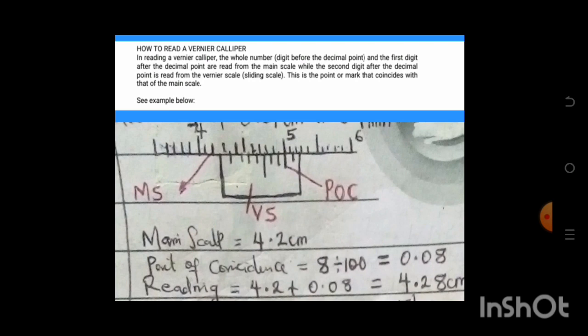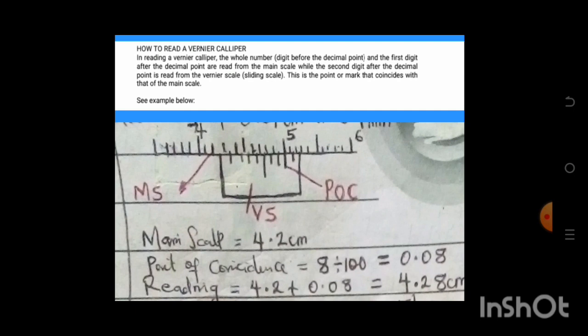Just for emphasis sake, that's why I'm showing you this diagram. See this diagram? We have a scale of 4 to 5. Between 4 and 5, at the upper part, we have about 1, 2, 3, 4, 5, 6, 7, 8, 9, 10, about 10 lines, which means each of those lines is 0.1 centimeter. So we have 4.1, 4.2.